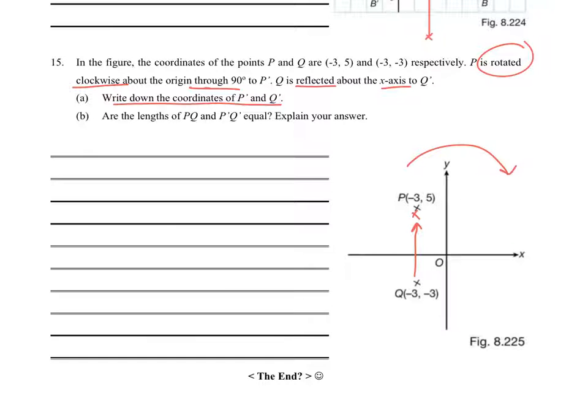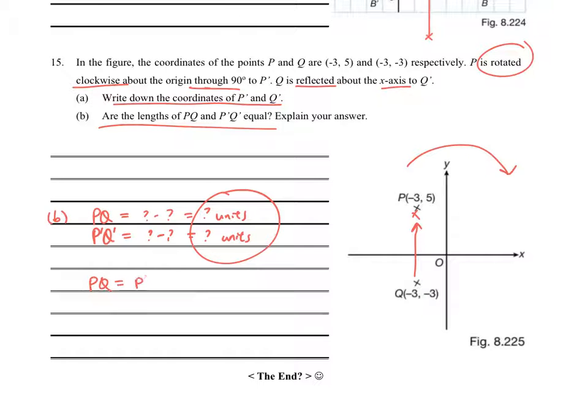Okay, and finally for part B, what you need to do is to find the distance of PQ, and then something minus something equals to something units. I hope you remember last chapter how you present this. You have to write down units for a length. So you finally need to compare whether they are the same. If you find that they are the same, then you can explain PQ equals P prime Q prime. So yes or no, you can judge yourself.